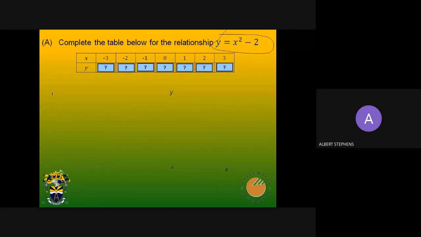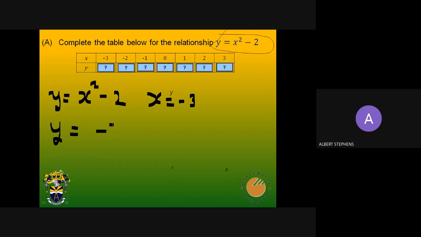So y is equal to x squared subtract 2. Basically, we want to find the value of y when x is equal to -3. So we're going to replace x with -3 in this formula. So y is equal to (-3) squared, subtract 2. Everybody see that?